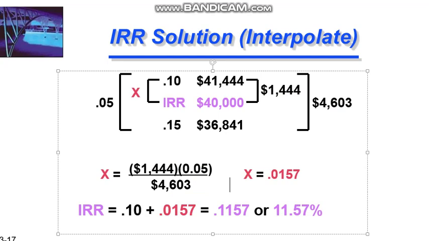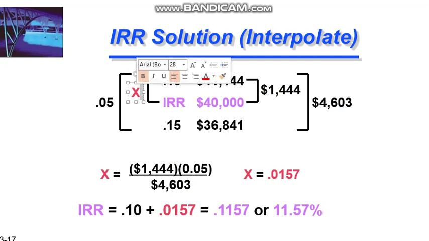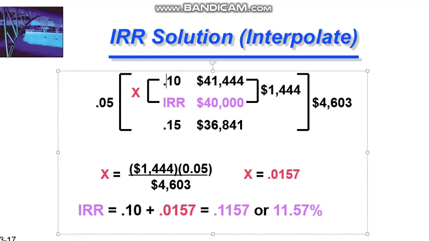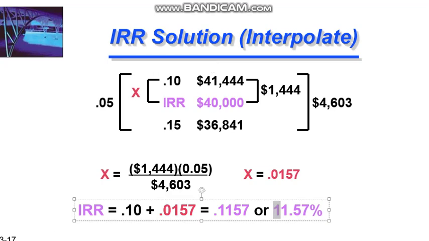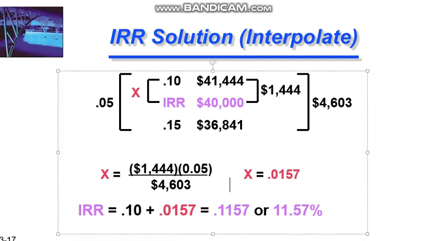So what was X? Consider that the difference between 10% and IRR was X. Now to get the IRR, what do we need to do? We need to add X to 10%, right? So if we add that, that will be 11.57% IRR, right? So we got the rate, we got the IRR, that is 11.57%.